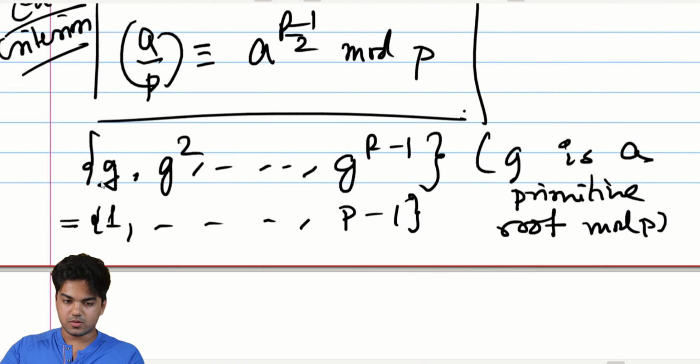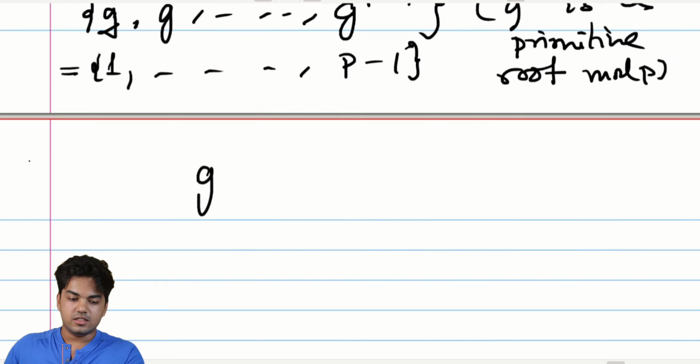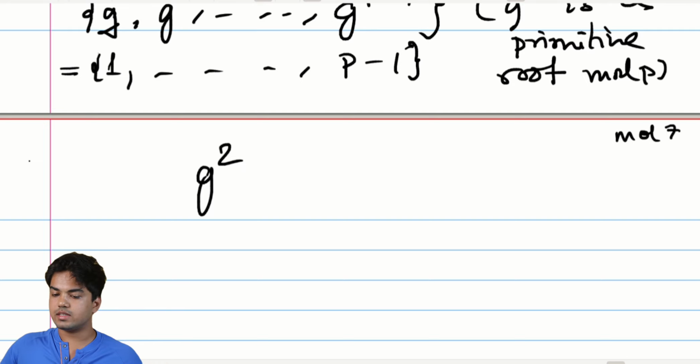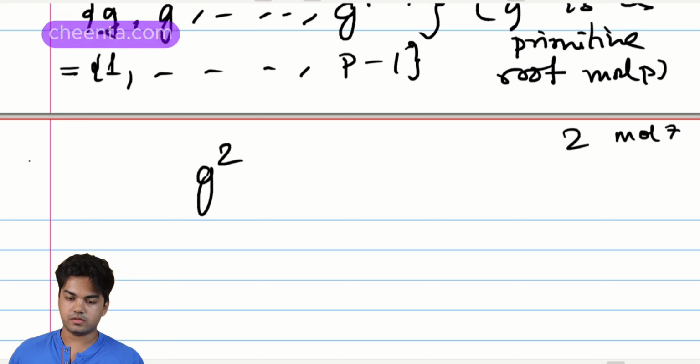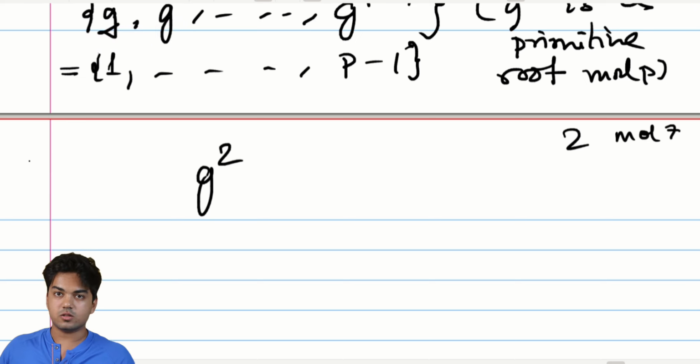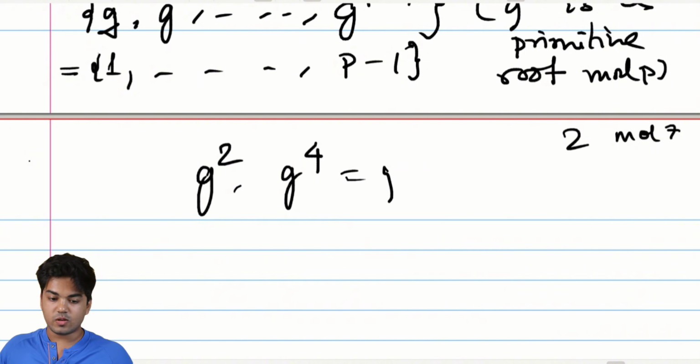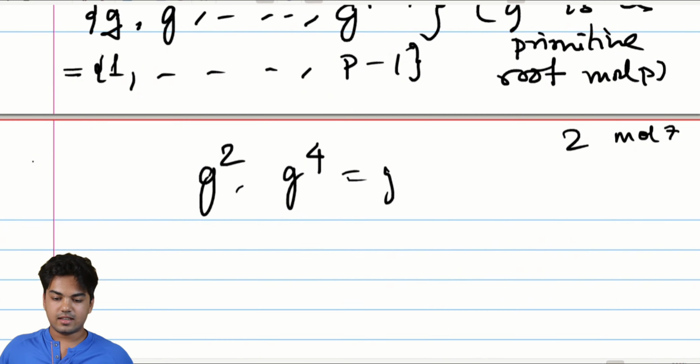This already gives you a very easy way to test for which residues are squares and which are not. Think about it. G squared is obviously a square, right? For example, mod 7, 2 is a primitive root. I think. I could be wrong, but I do think 2 is a primitive root. So 4 is obviously a square. G squared is obviously a square. G to the 4 is also obviously a square. It's the square of G squared. Right? So 2 to the 4 is 16, which is 2 mod 7, a square, right?